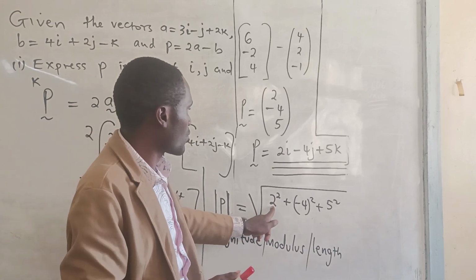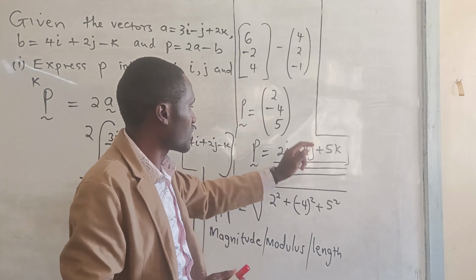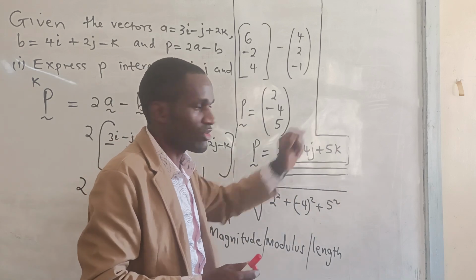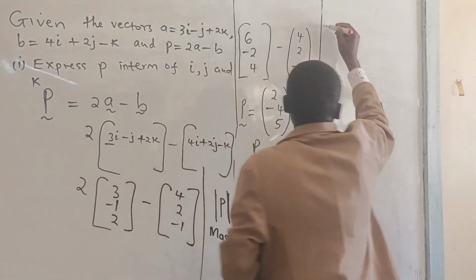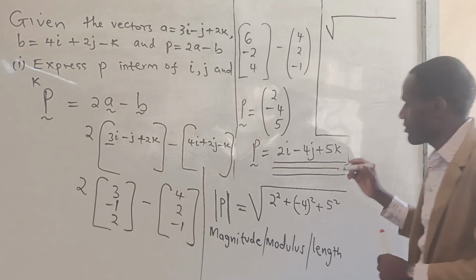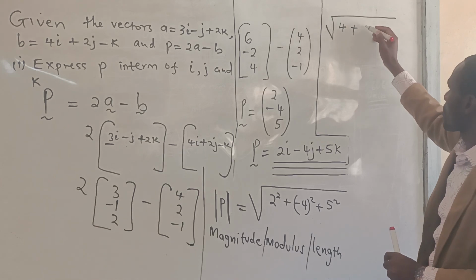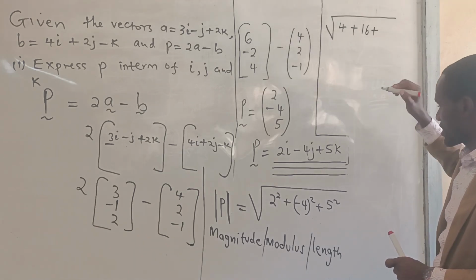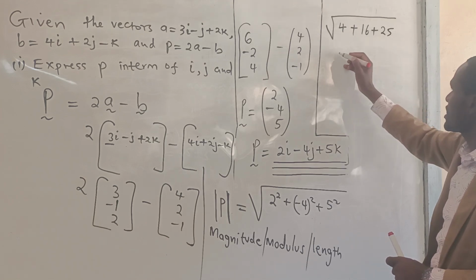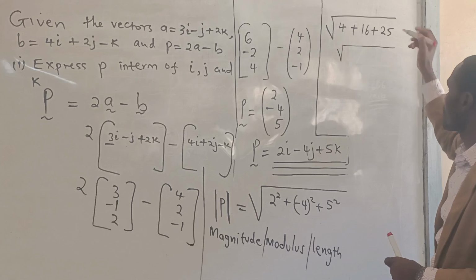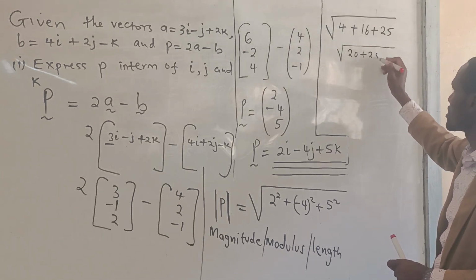So we shall say 2 squared, the coefficient of i, negative 4 squared, the coefficient of j, and 5 squared, the coefficient of k. So then we shall proceed and say, now the square root of 2 squared is 4 plus, then 4 squared is 16, and then lastly 5 squared is 25. So this translates into the square root of, of course, 4 plus 16 is 20, then 20 plus 25.